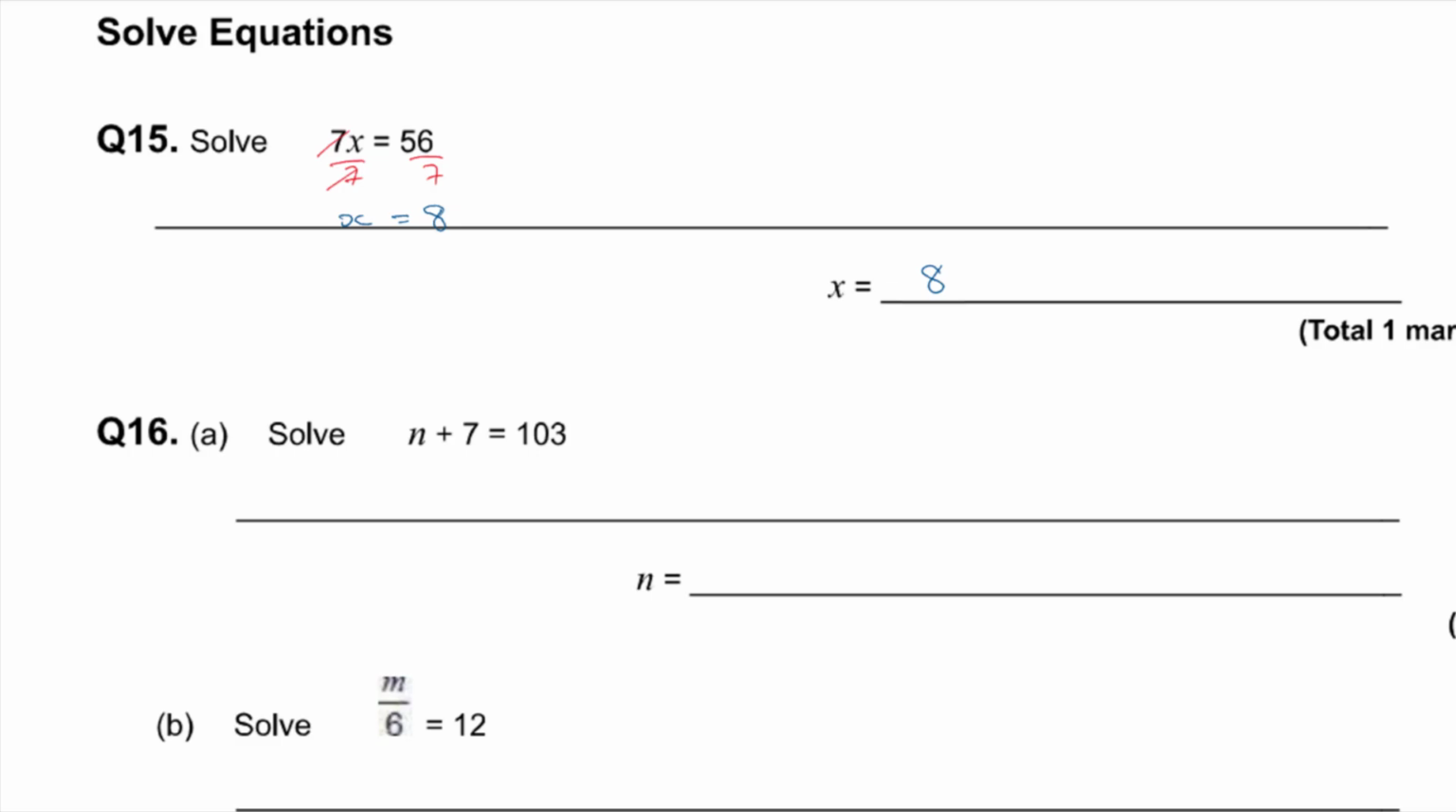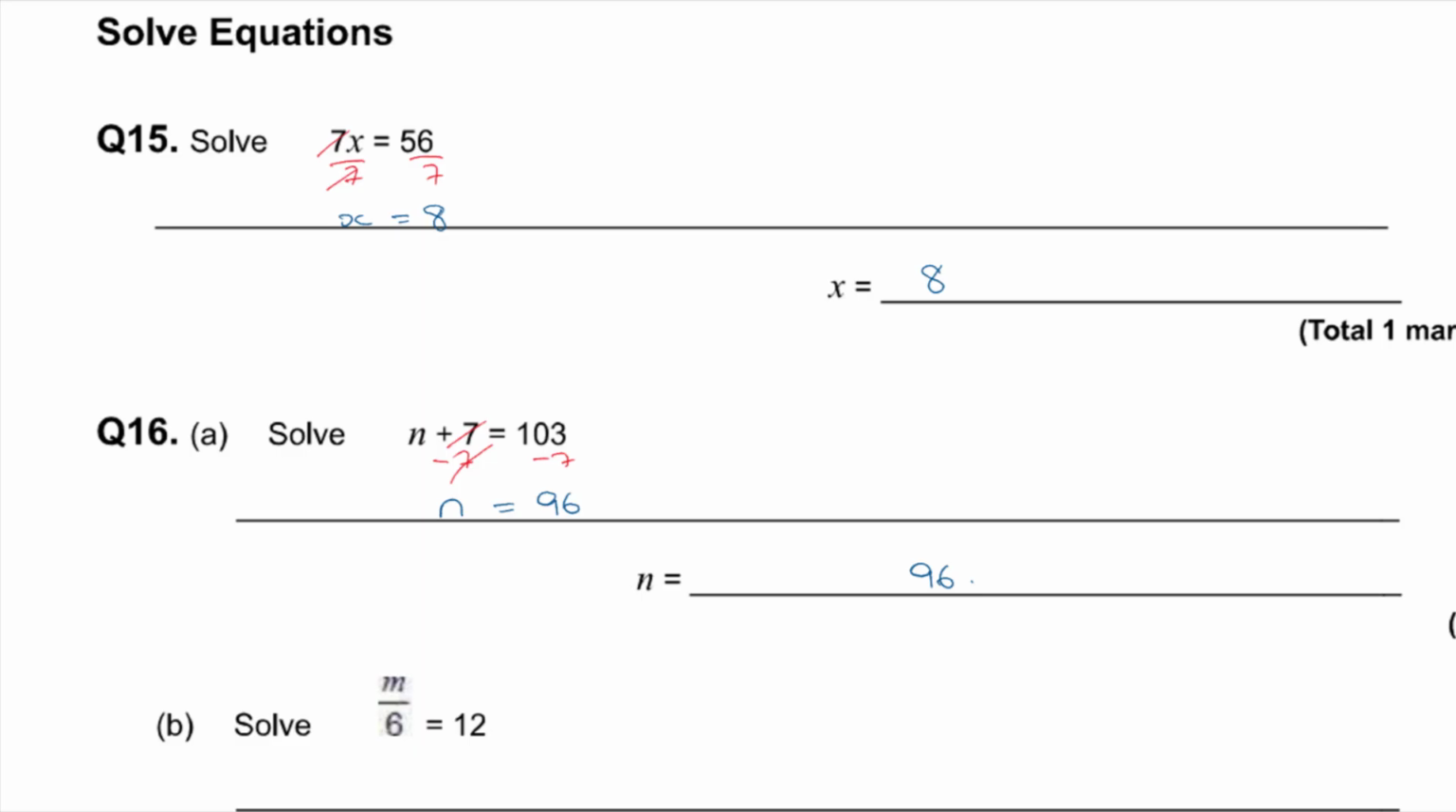Solve n plus 7 is equal to 103. Here I've got the value of n, and 7 is added to it to get my answer. So to get back to n, we need to do the opposite of adding 7, and that is subtracting 7. So if I subtract 7 from both sides, it stays balanced, but this will disappear, leaving me with just n on the left. 103 take away 7, that's 96. That's my final answer, 96.